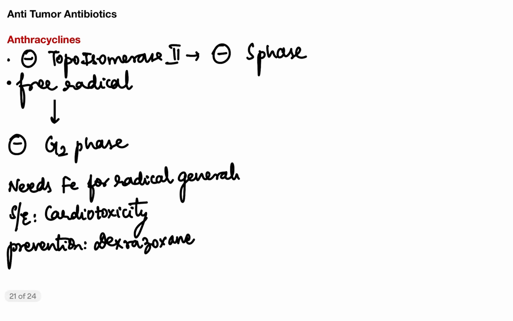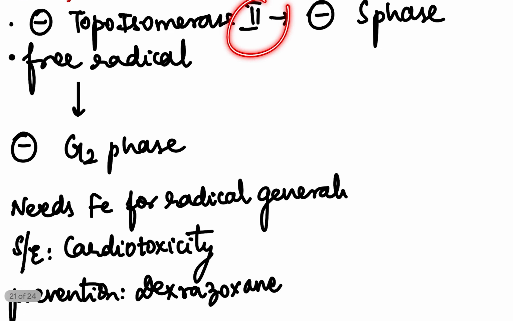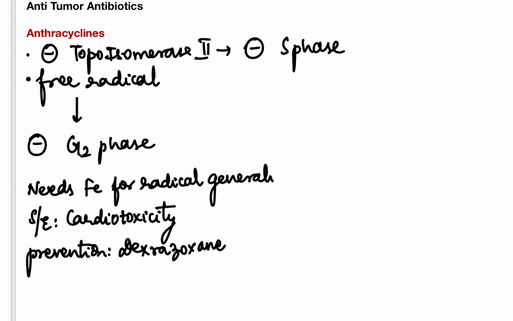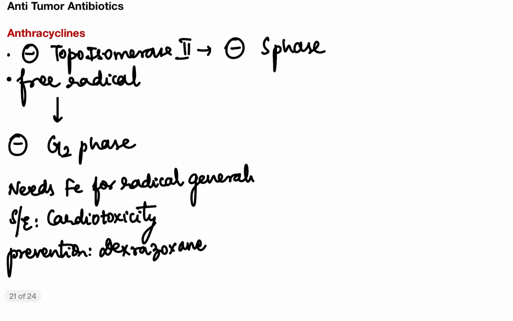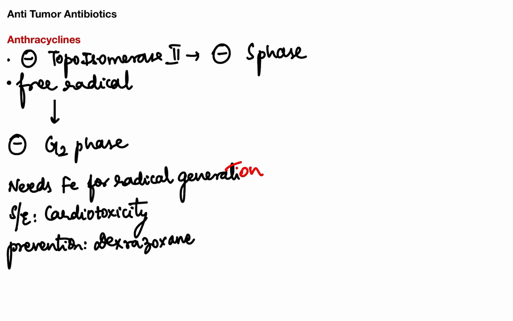The next is anti-tumor antibiotics. Anthracyclines are very, very important. They block topoisomerase 2, they block the S phase of the cell cycle, and they also block the G2 phase. They need iron for free radical generation. The side effect is that they are cardiotoxic. In order to prevent the side effect, you can give dexrazoxane.